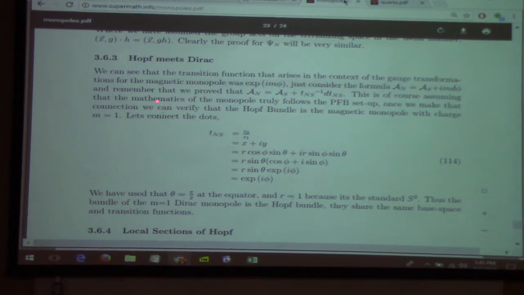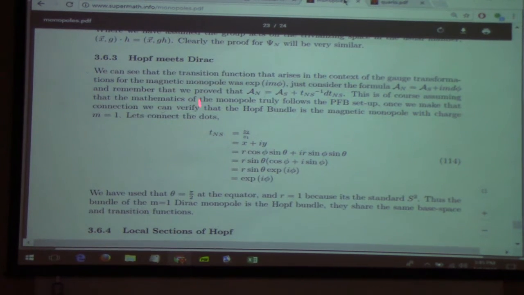This is assuming that the mathematics of the monopole truly follows the principal fiber setup. Once we make the connection, we can verify the Hopf bundle is the magnetic monopole with charge m equals 1. Let's connect the dots. So this is the north-south transition function. When you look at the mathematics of the Hopf bundle, it's the Z2 over Z1, which is this.